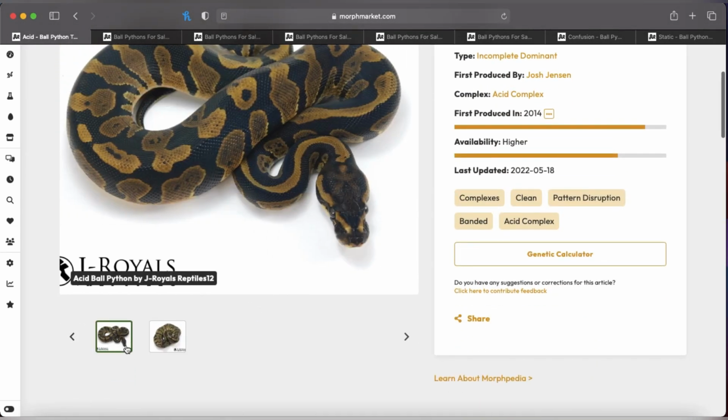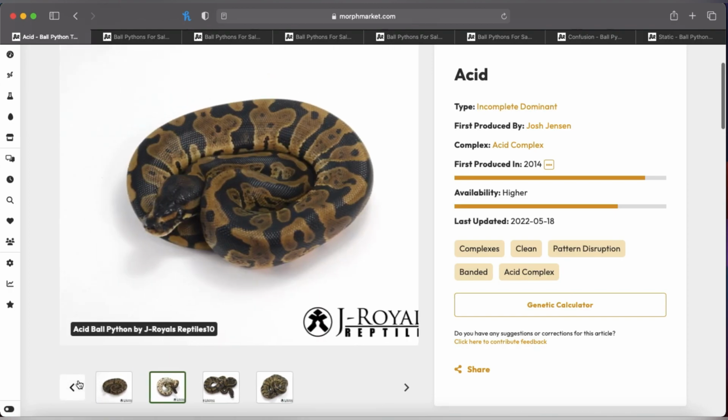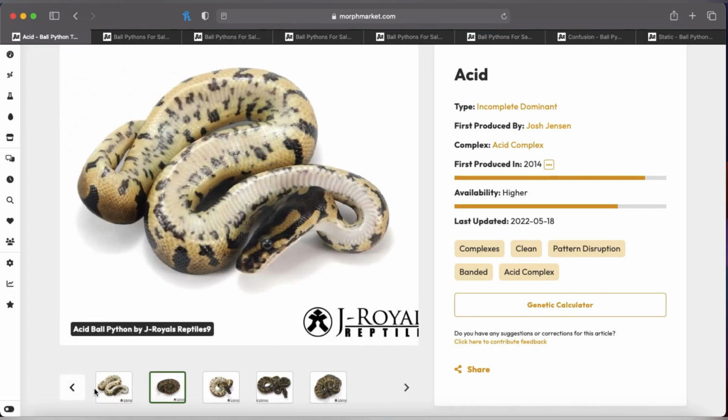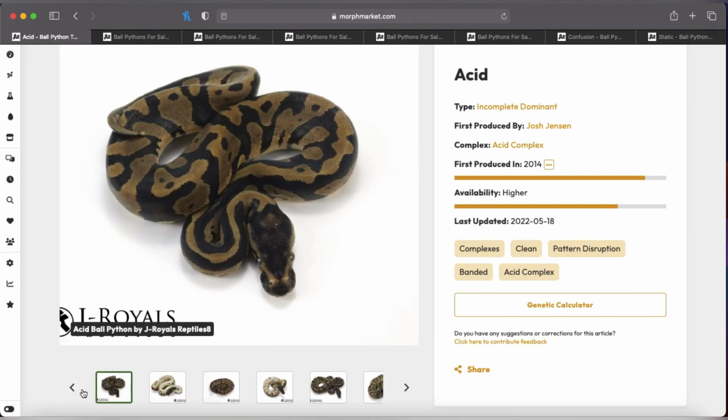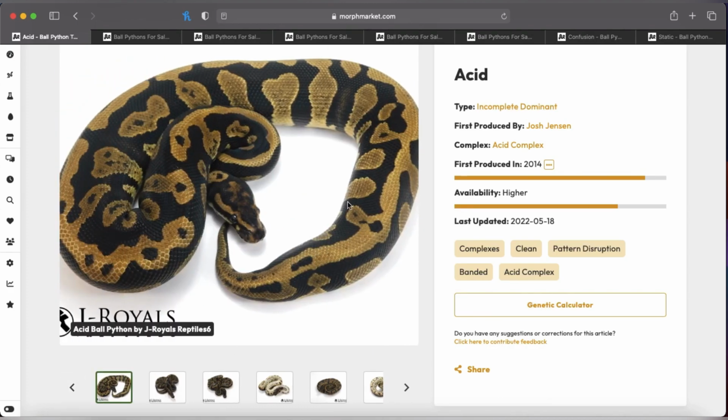So let's look at some of these other photos that we have right here. So these are how you can tell what an acid looks like. And maybe you might be like, well, I don't really want to spend a lot of money on an acid. It doesn't look like it has all that much different than some of the other more affordable morphs. And you might be right. But let's look at what happens when you add acid into some other genes, okay?